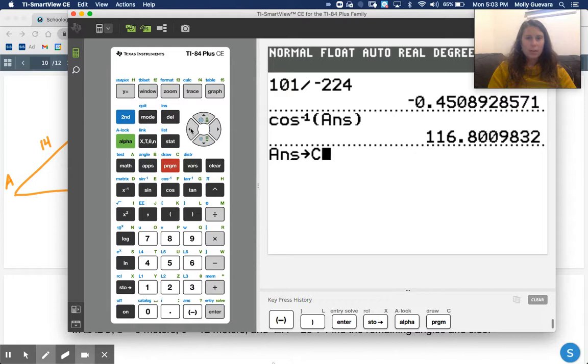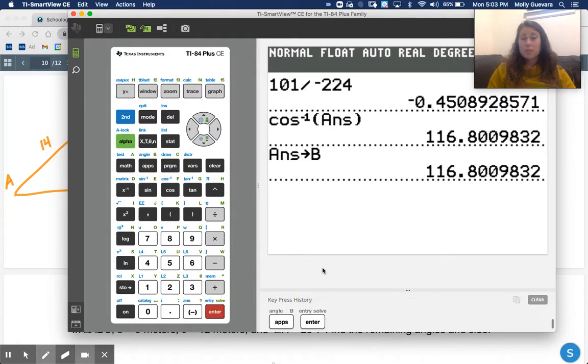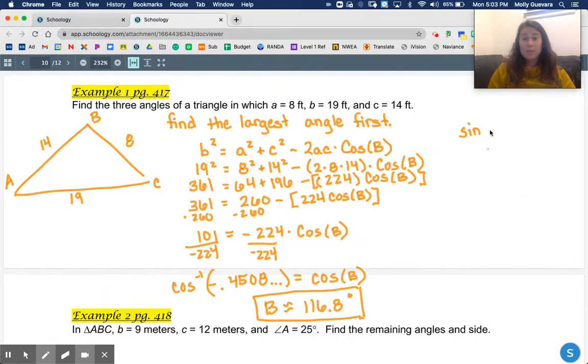Oh, sorry, under B. This is B, not C. There we go. So now it's there. Okay. So now I'm going to take sine of my 116.8 divided by the side across from that, which is 19, equals sine of A over side A, which is 8.